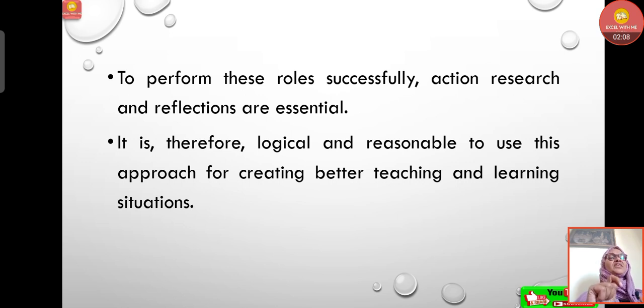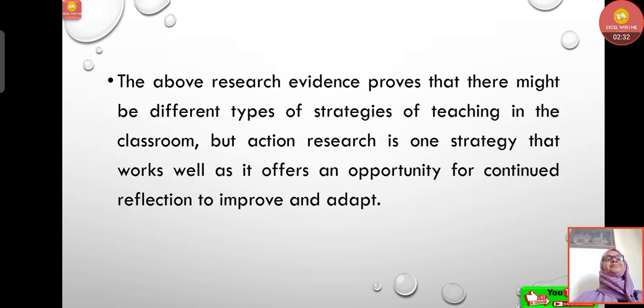To perform these roles successfully, action research and reflections are essential. Whatever had happened, without doing the same mistakes, moving forward with new strategies and techniques, that is the role of a good teacher. It is therefore logical and reasonable to use this approach for creating better teaching and learning situations. The above research evidence proves that there might be different types of strategies of teaching in the classroom, but action research is one strategy that works well as it offers an opportunity for continued reflection to improve and adapt.